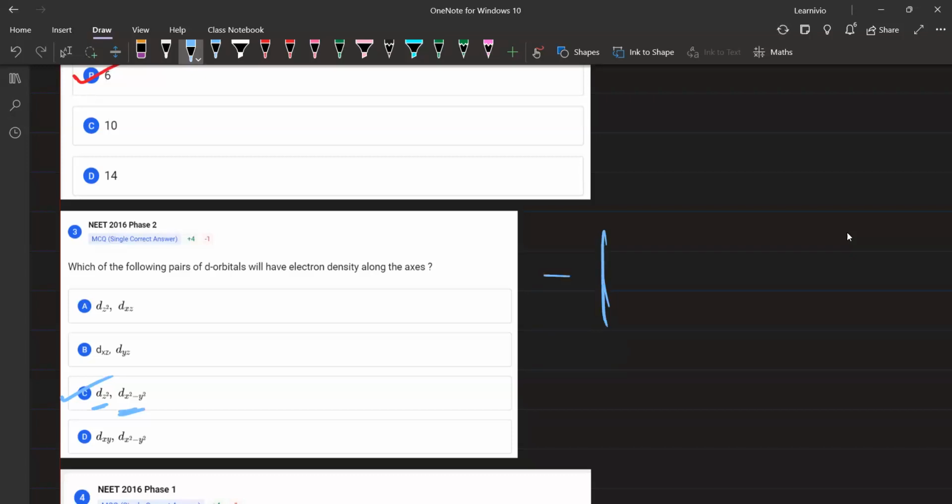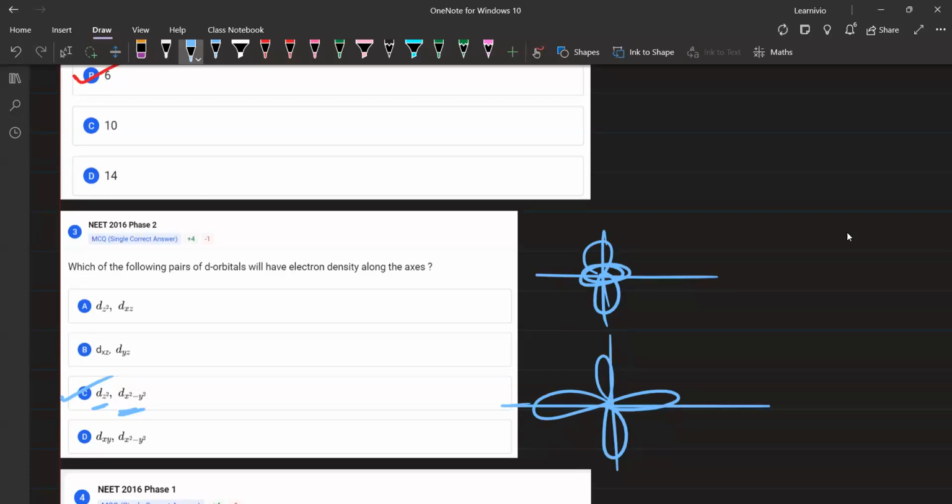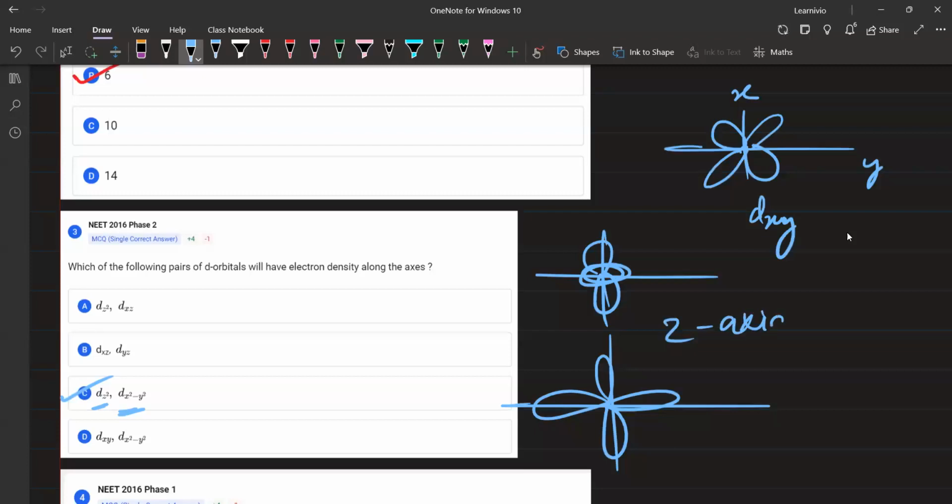dz square, you know, is completely along the axis like this. There is a ring, and then dx square minus y square is like this in the x and y axis. The rest of the d orbitals are between the axes like this. So if this axis is x and y, this orbital will be named dxy. So there are two d orbitals which are axial, and there are three non-axial.